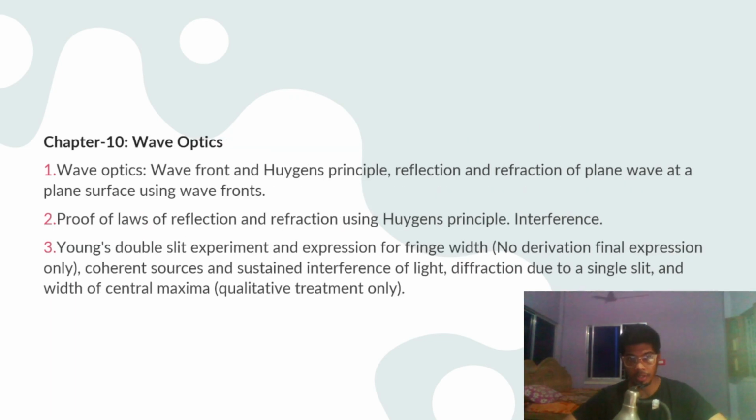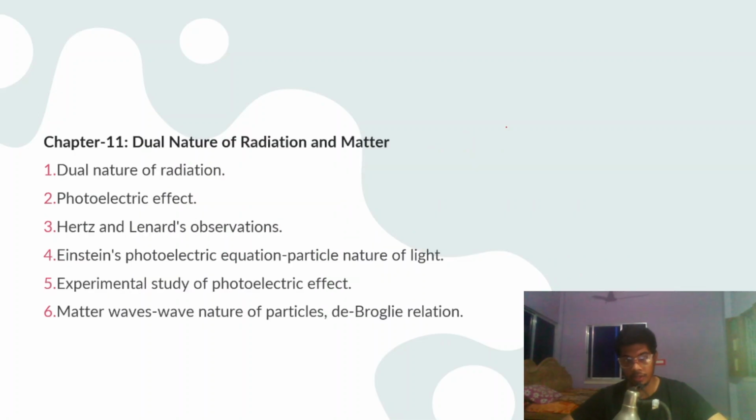The next, wave optics, again I'll give around 10 to 11 hours for this chapter. And again, the dual nature of radiation and matter. If you study by yourself you will realize that these chapters are really interesting and really easy, because they don't involve a lot of complicated derivations, just some simple language, which you can read and understand on your own. So I'll give around 7 hours for this chapter.